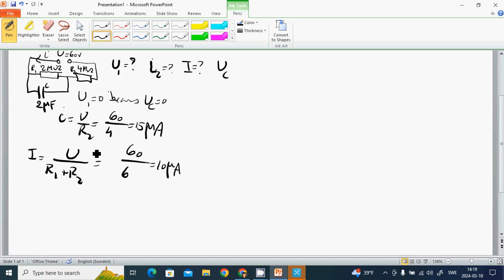The capacitance voltage is the same as the voltage over this resistor, and U1 equals UC, which equals 2 multiplied by 10 after a long time. It is 20 volt. It is mega, it is micro, then it is volt.